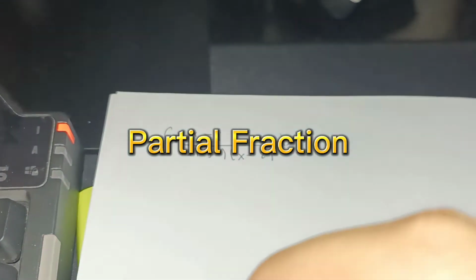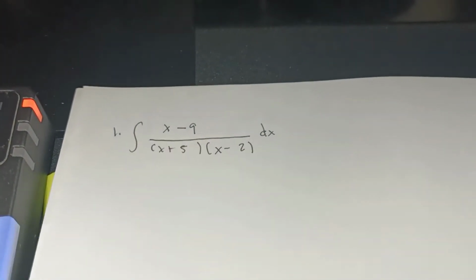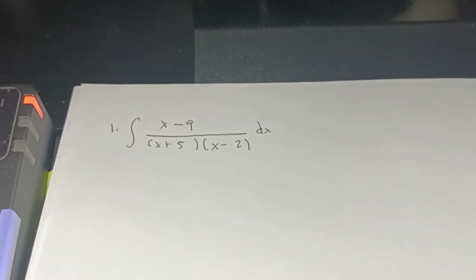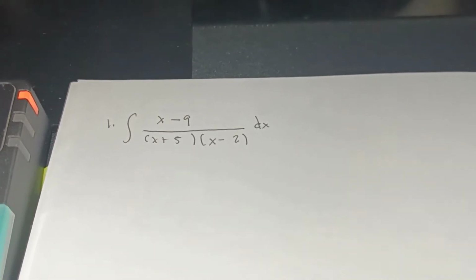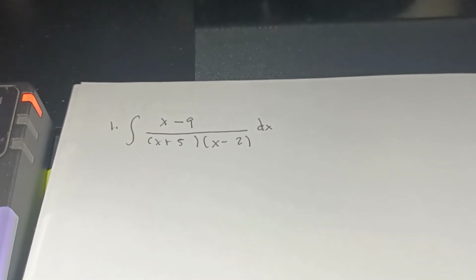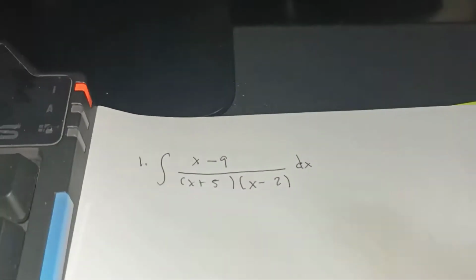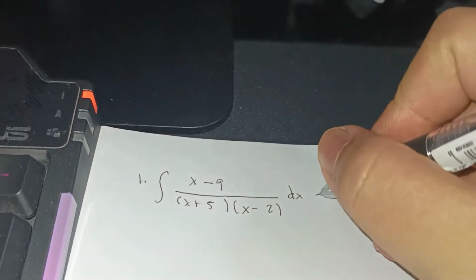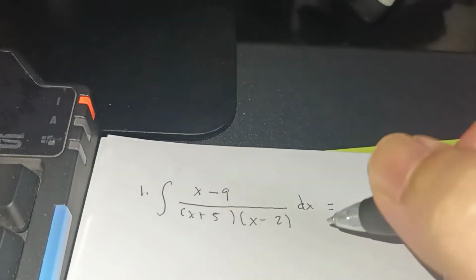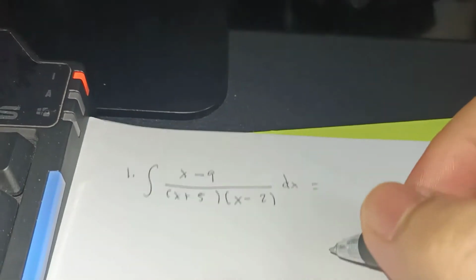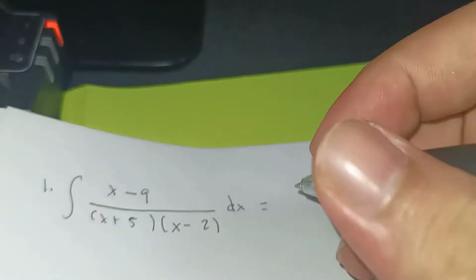Hello everyone, so now I'm going to present to you an example of integration by partial fraction. Number 1, the problem is the integral of x minus 9 over x plus 5 times x minus 2 dx. So the first part, we will separate the two denominators and label them as A and B. So this is what it looks like.